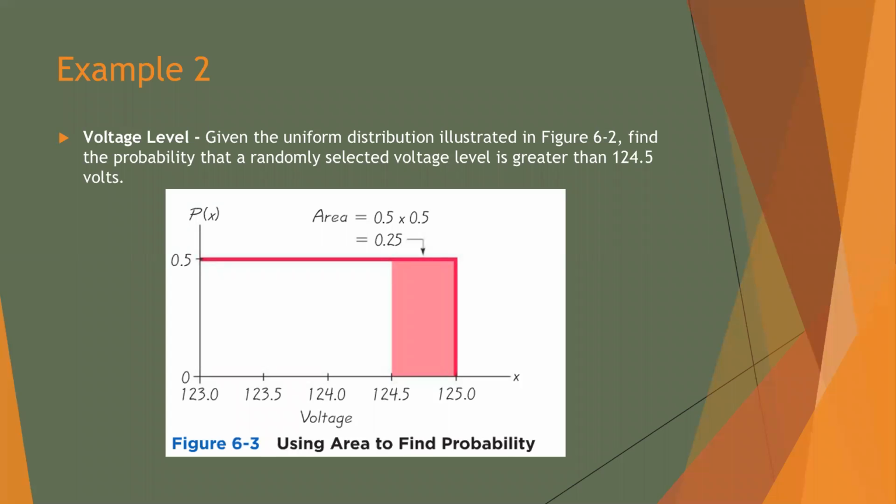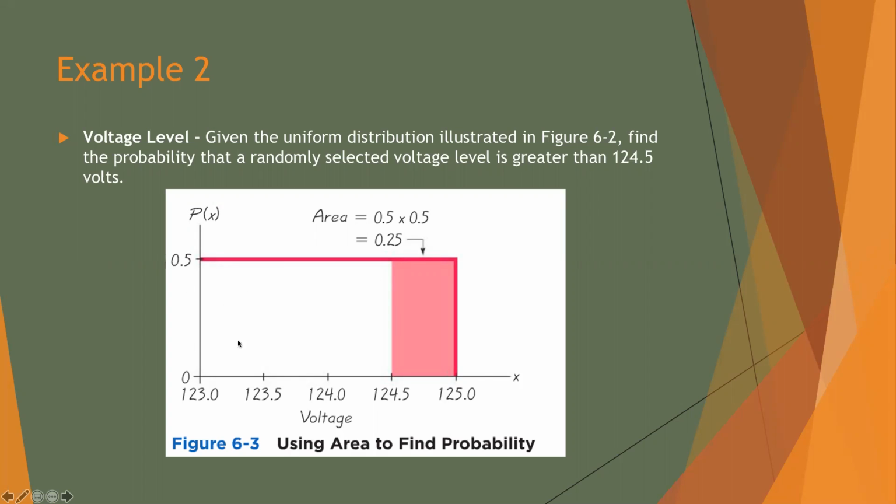For example, in this one, say somebody asks, what's the probability that you have a voltage value that's greater than 124.5? What you would do then is figure out the area associated with this. That is this length, which is 0.5, and you have a height of 0.5. You multiply those two together, you get 0.25. So there's a 25% chance that you have a voltage reading greater than 124.5 volts.